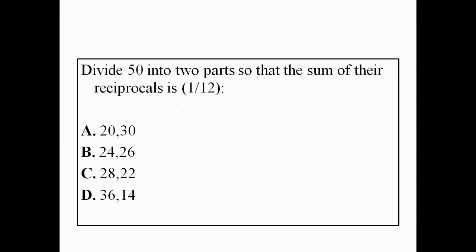Divide 50 into 2 parts so that the sum of their reciprocals is 1 by 12. So this can be calculated in two ways. Either we can calculate from the options. Look at the options. To divide 50 into 2 parts. So 2 parts means 20, 30. The sum is 50. And the second option is again 24, 26. Sum is 50. 28, 22. Again sum is 50. So we can check one by one.